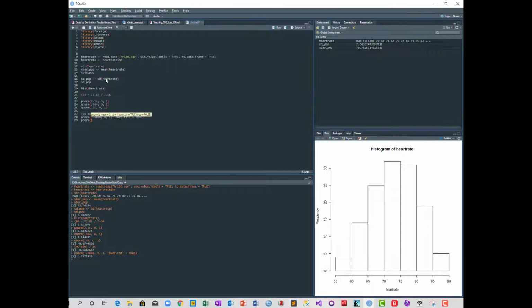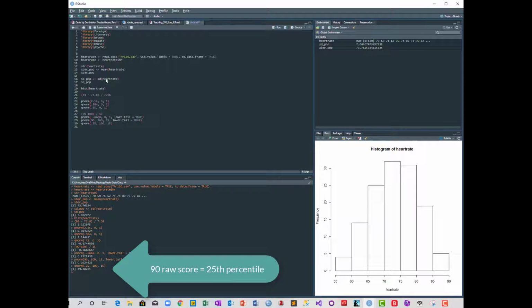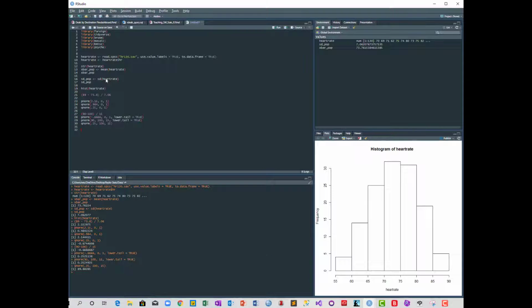With the pnorm function in R, which calculates a cumulative distribution function, we can then use that z-score or the raw score, either one. We just have to make sure that we input the correct mean and standard deviation in the formula. We could also work backwards with the quantile function and find the score that corresponds to the 25th percentile, or whatever percentile we're interested in.